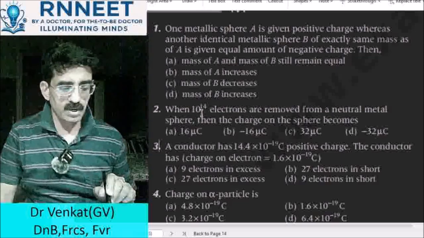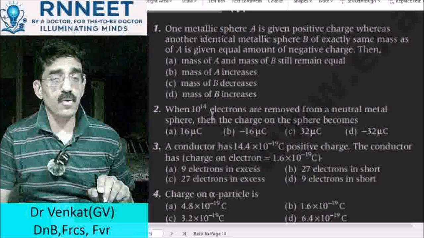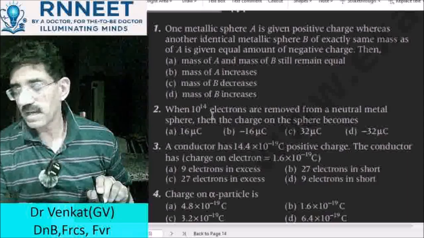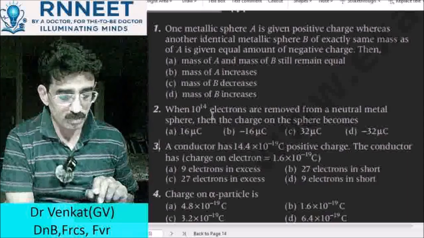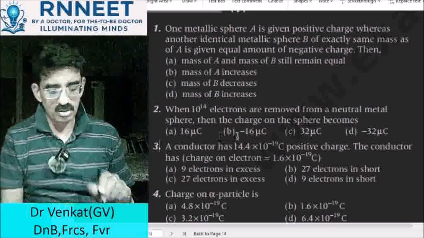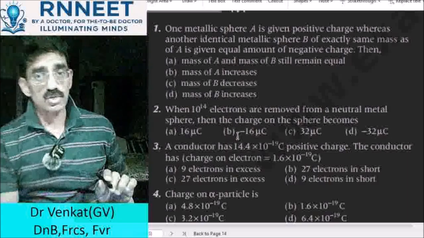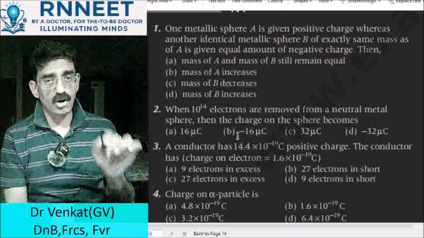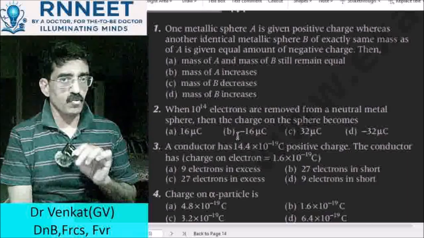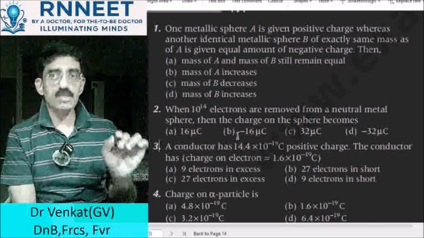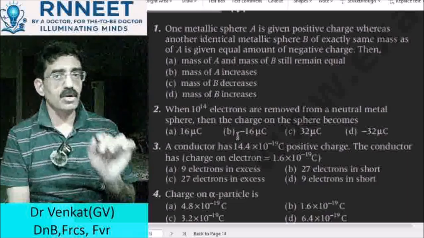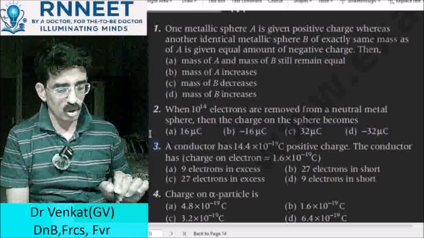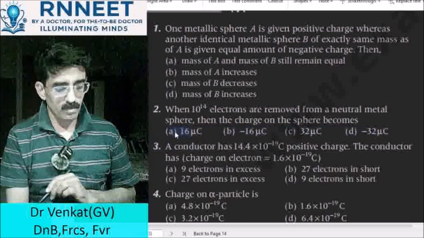Right, so you need to multiply 10 to the power 14 into 1.6 into 10 to the power minus 19 coulomb. Why do we need to multiply by 1.6? It's because you're removing so many electrons. The charge on an electron is 1.6 into 10 to the power minus 19, so multiply that by 10 to the power 14. You will get 1.6 into 10 to the power minus 5, or 16 into 10 to the power minus 6, which is 16 microcoulomb. So the answer you got here is 16 microcoulomb.